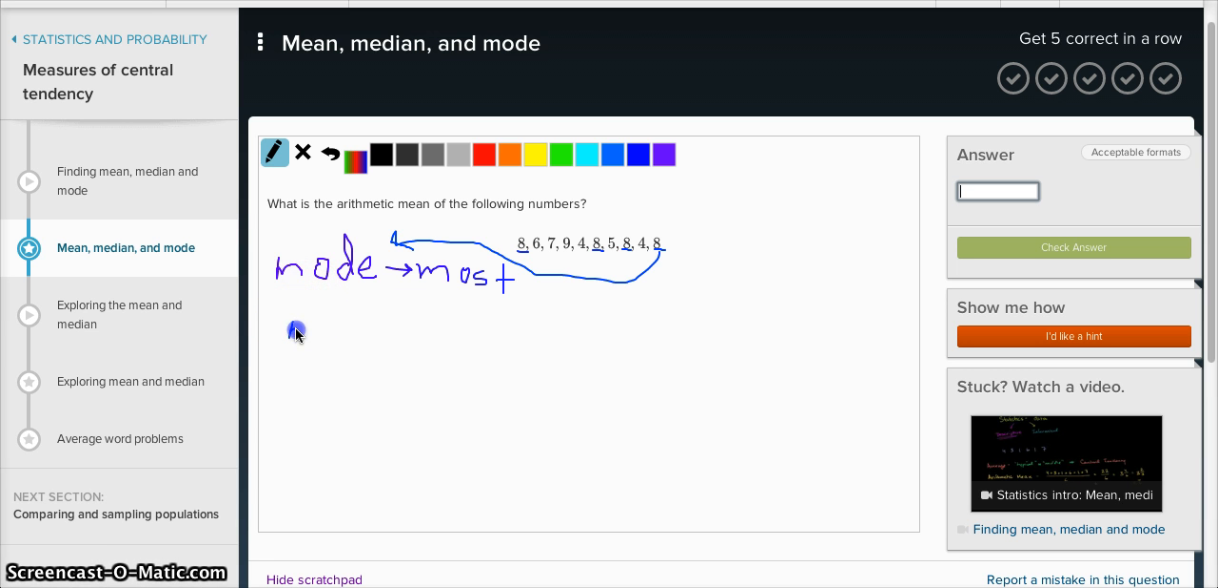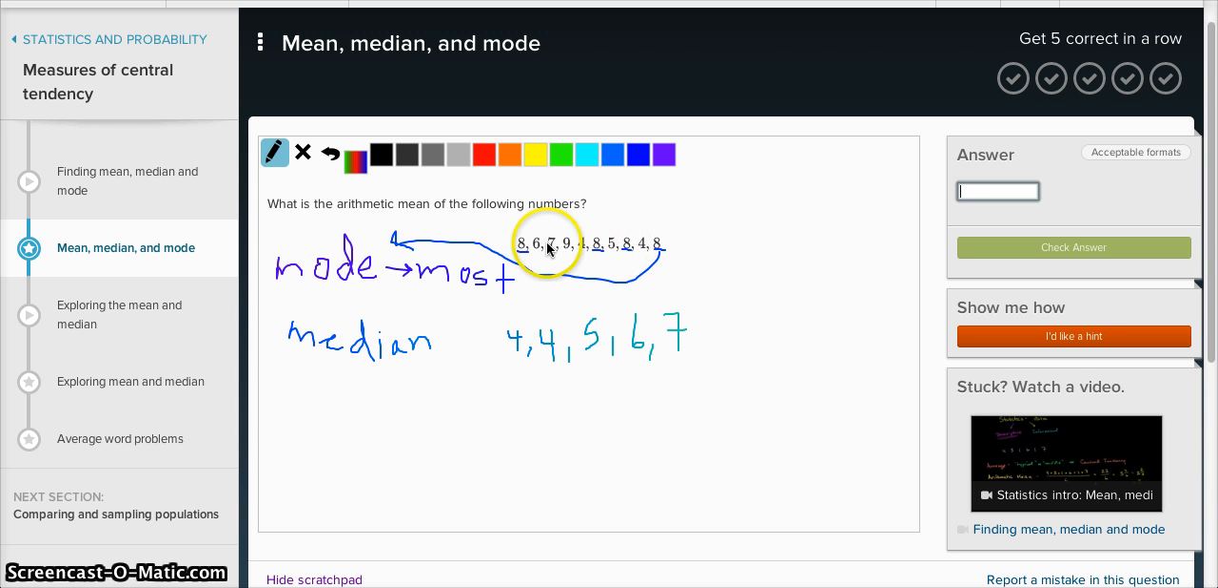The median, to find the median, that's the number where half of the numbers are bigger and half of them are smaller. So to find that, you got to put the numbers in order. So let's see, the smallest number is 4, and there's two 4s. And then the next smallest is 5. There's one 5. Then there's a 6, a 7.